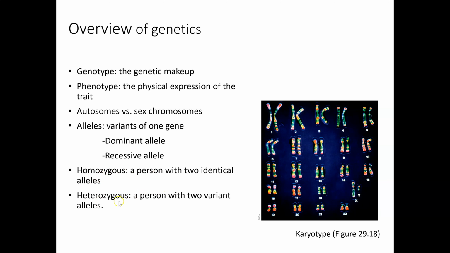That leads us into this definition: homozygous versus heterozygous. Homozygous means a person with 2 identical alleles. It could be 2 identical dominant alleles or 2 identical recessive alleles, but as long as they are 2 identical alleles, that's homo, meaning the same. Homozygous. And if a person is heterozygous, then the 2 alleles they carry are different.